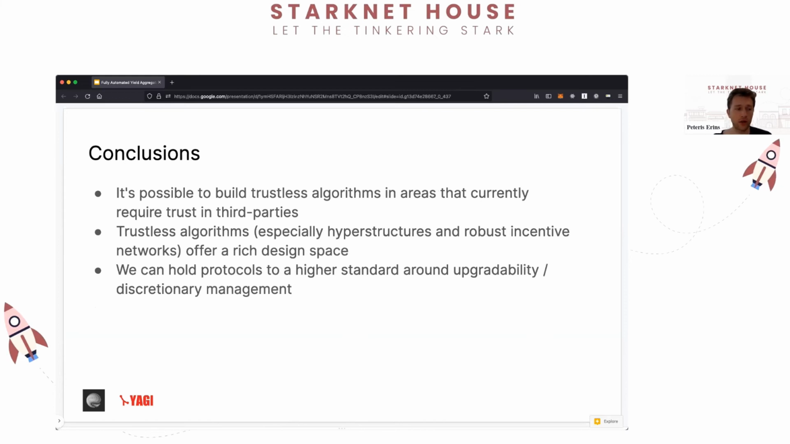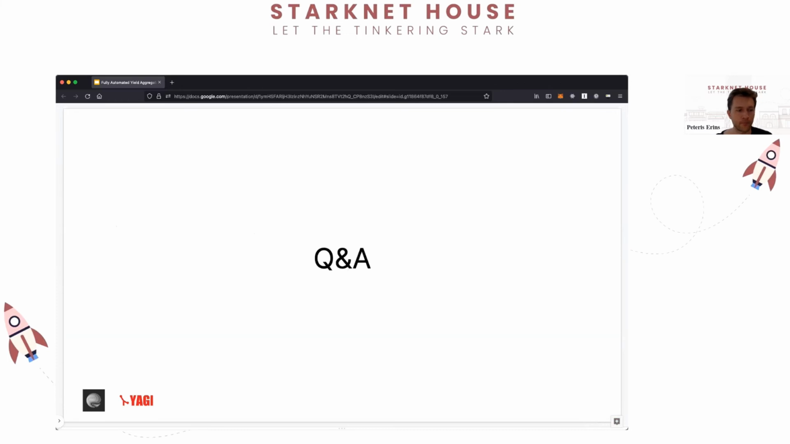I think as another conclusion, ultimately we can hold protocols to a much higher standard around upgradability and discretionary management. There's no excuse to say, oh, we need this to be managed because there's no way to do it otherwise. I think there often is, and I think we just have to find it. And with that, thank you for following through, and happy to dive into questions.